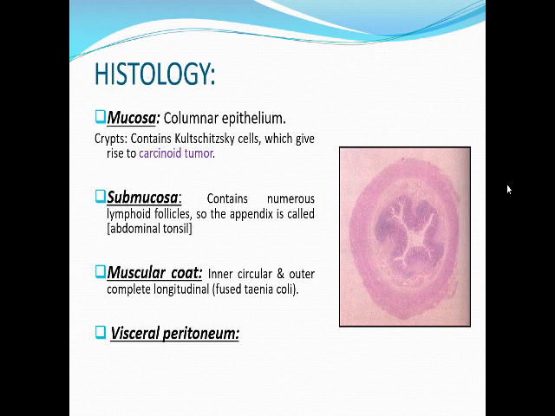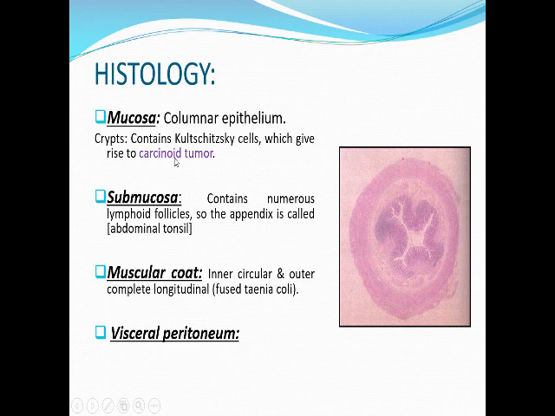The microanatomy, the last slide in the anatomy, is the histology. If we have a cross section of the appendix like here, we'll find the mucosa. Sure, it's columnar, but within this mucosa we'll find cells called Kulchitsky cells. These Kulchitsky cells are a source of carcinoid tumor. Take care, the appendix is one of the commonest sites in the abdomen that might have a carcinoid tumor. You will find a big mass of the appendix, and this mass might be a carcinoid tumor.